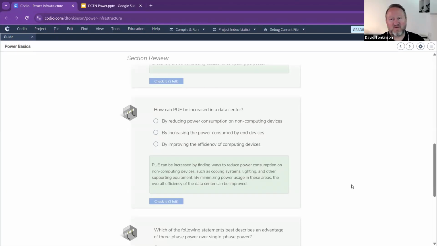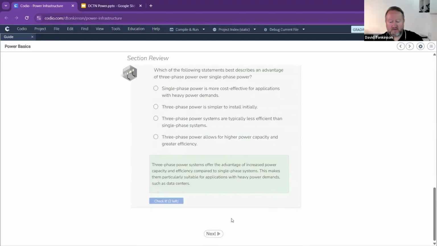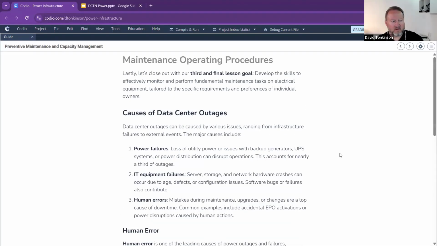And tell me if I've pronounced your name totally wrong. Daniel, thank you very much. There's the magic formula. So we reduce the total facility power and increase the IT equipment power. Good stuff. Okay, I'm going to shuffle on then if that's good. Thank you very much, everyone.